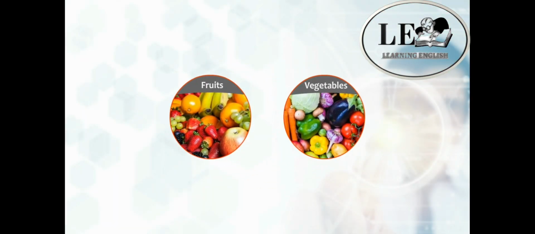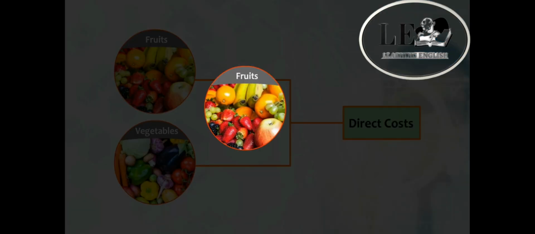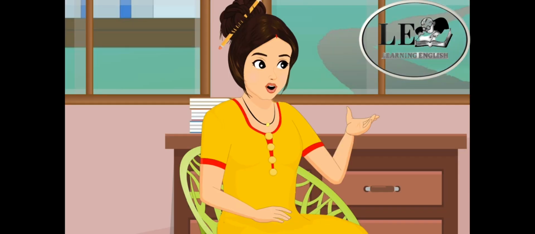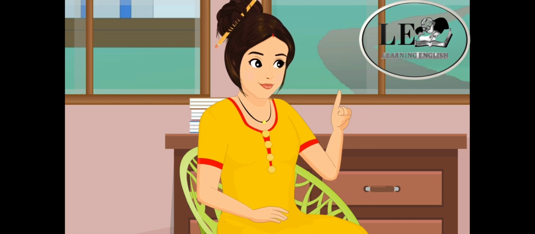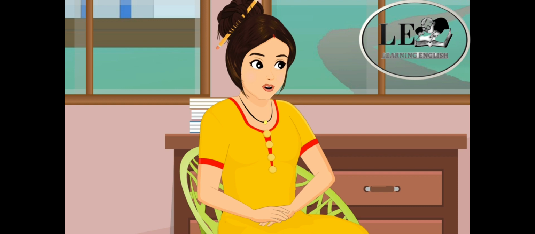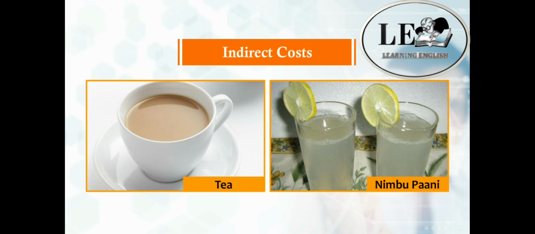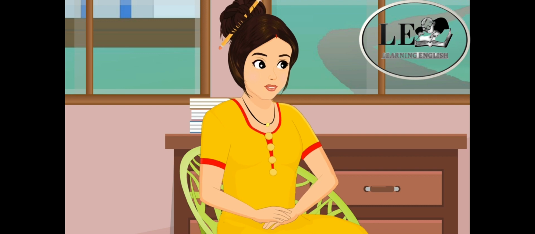The cost of fruits and vegetables are direct costs because they can be traced to the 2 cost objects, fruits and vegetables, respectively. Let's say that Raju the Thela Wala buys tea during winter and Nimbu Pani during summer while working at his thela. The costs of tea and Nimbu Pani are indirect costs because their costs cannot be traced back to the two cost objects, fruits and vegetables. So, the costs of tea and Nimbu Pani must be allocated to the two cost objects.